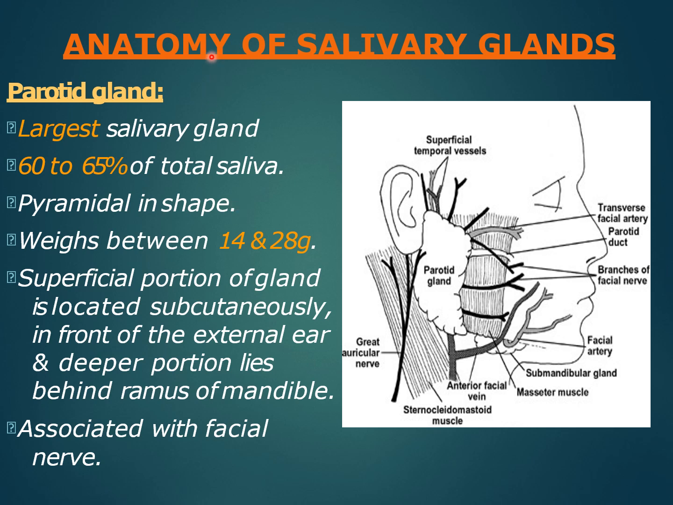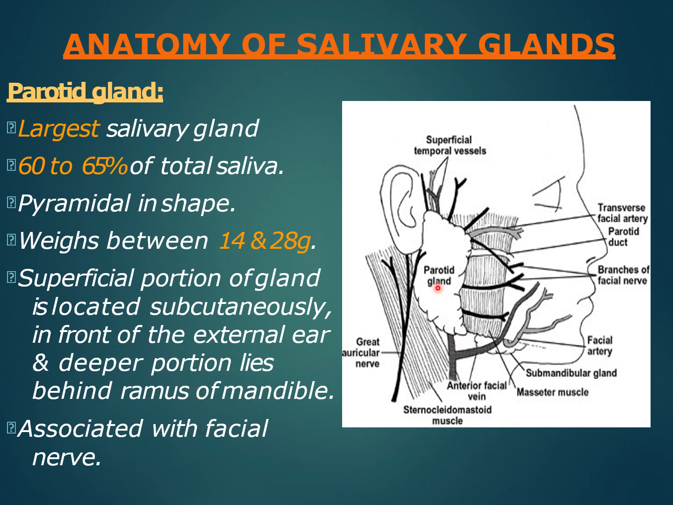About the anatomy of each salivary gland. First, the parotid gland. It is the largest salivary gland. It constitutes 60 to 65% of total saliva. It is pyramidal in shape. Its weight is between 14 and 28 gram. Regarding its location, it has a superficial portion and a deep portion. The superficial portion lies subcutaneously in front of the external ear. The deeper portion lies behind the ramus of the mandible. It is closely associated with the facial nerve.